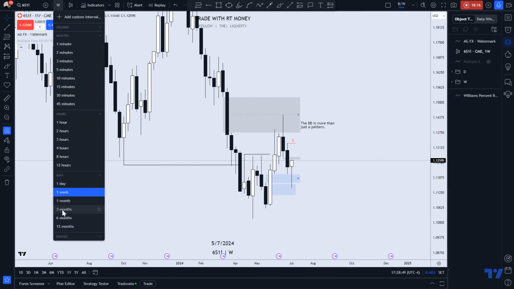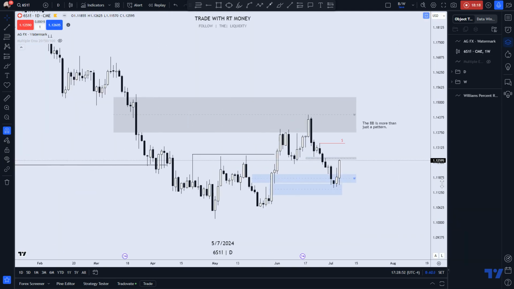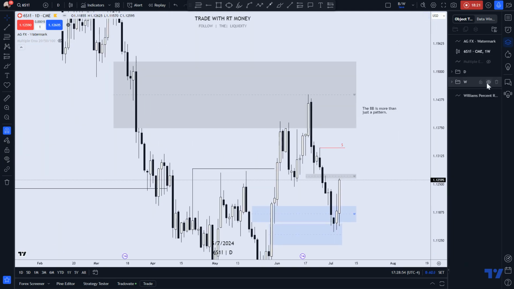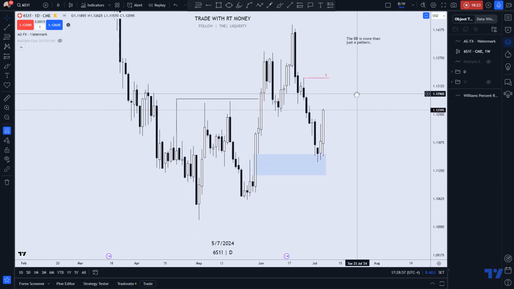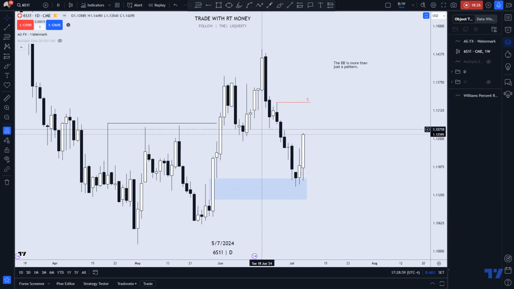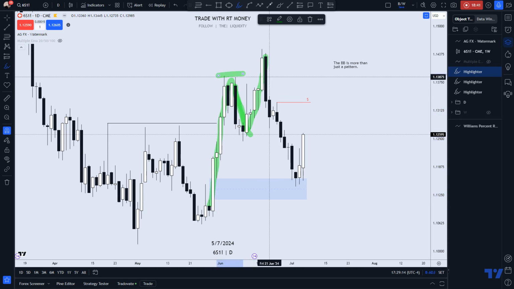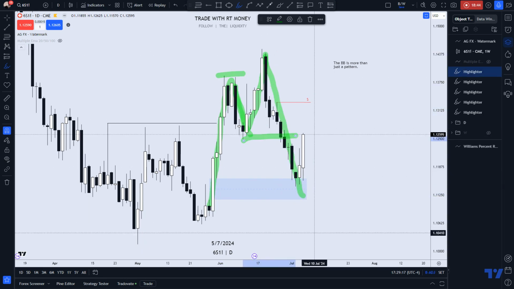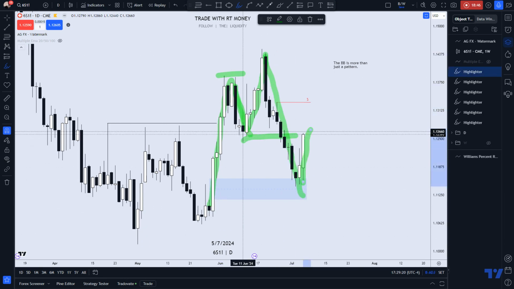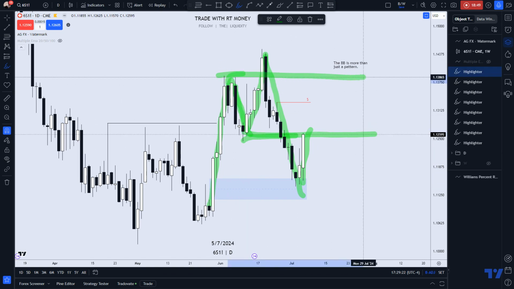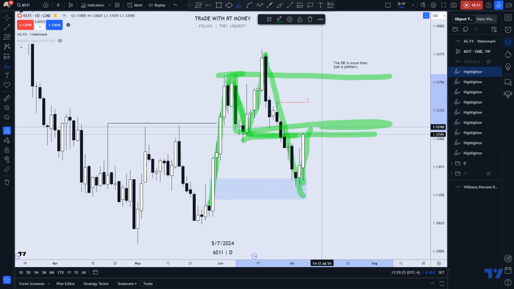Let's go to the daily and take a closer look, and let's get rid of the distracting stuff. I want you to see that there is a bit of a breaker block here. Price moved up, pushed down, pushed higher, then took out the low. You wait for price to come back into this area here. This is my breaker.